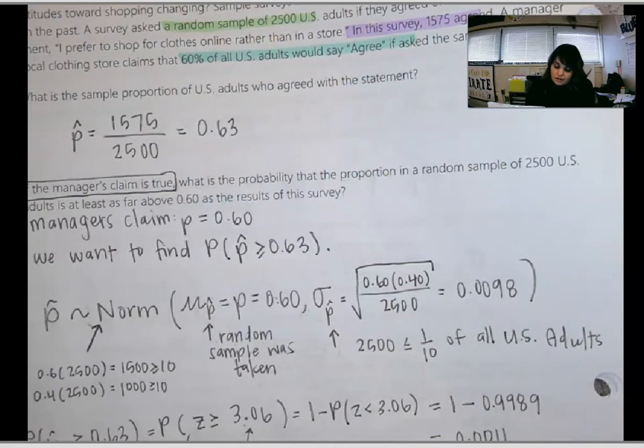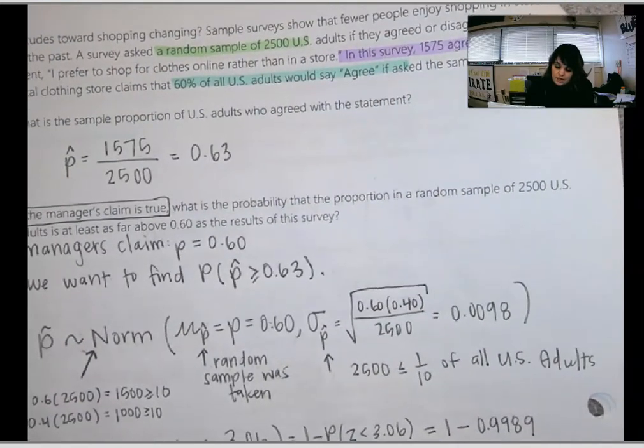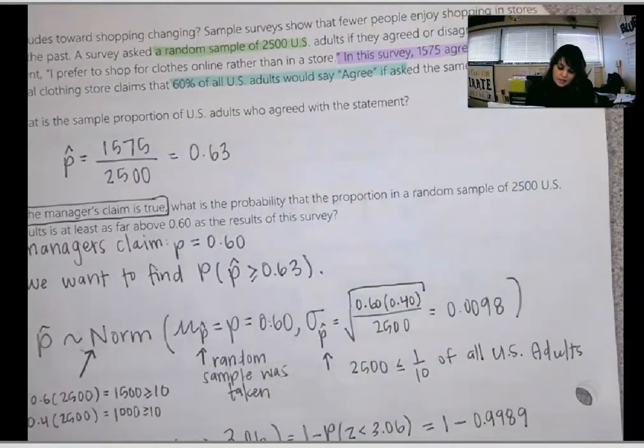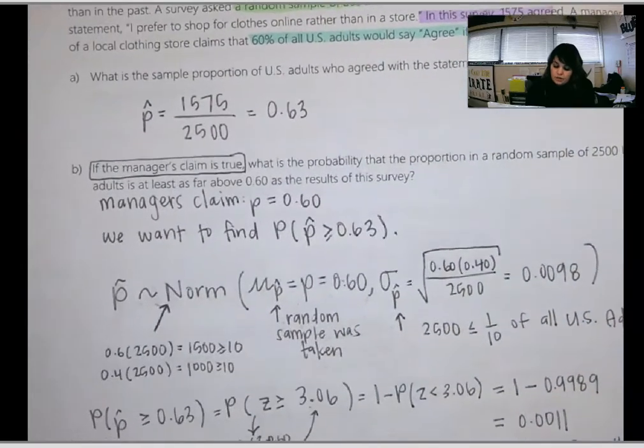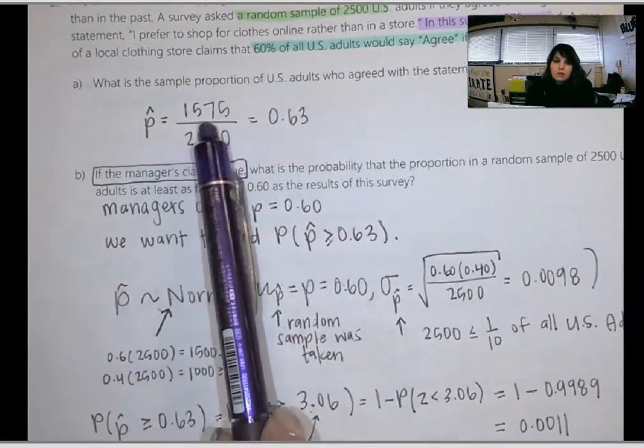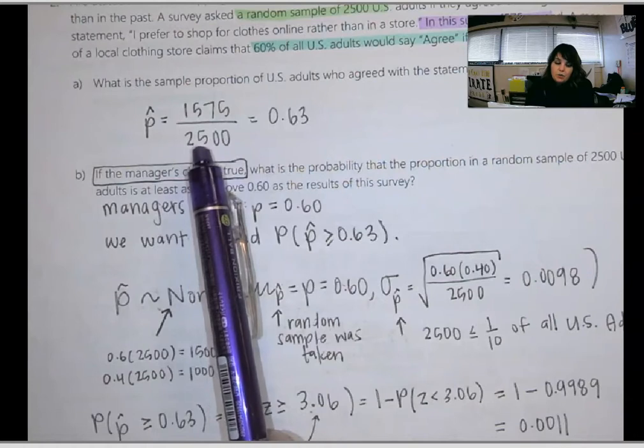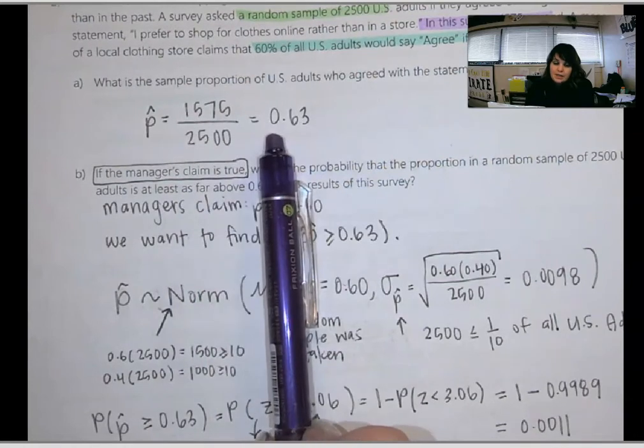1,575 agree that they prefer to shop for clothes online. A manager at a local clothing store claims that 60% of adults would say agree. What is the sample proportion of U.S. adults that agreed with the statement? 1,575 out of 2,500, so 0.63.